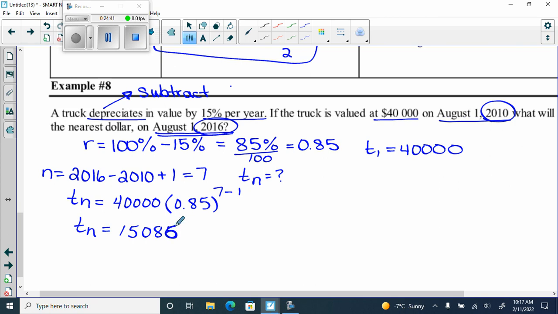Okay. And then we would write a statement. We would say, on August 1st, 2016, the truck was worth $15,086.